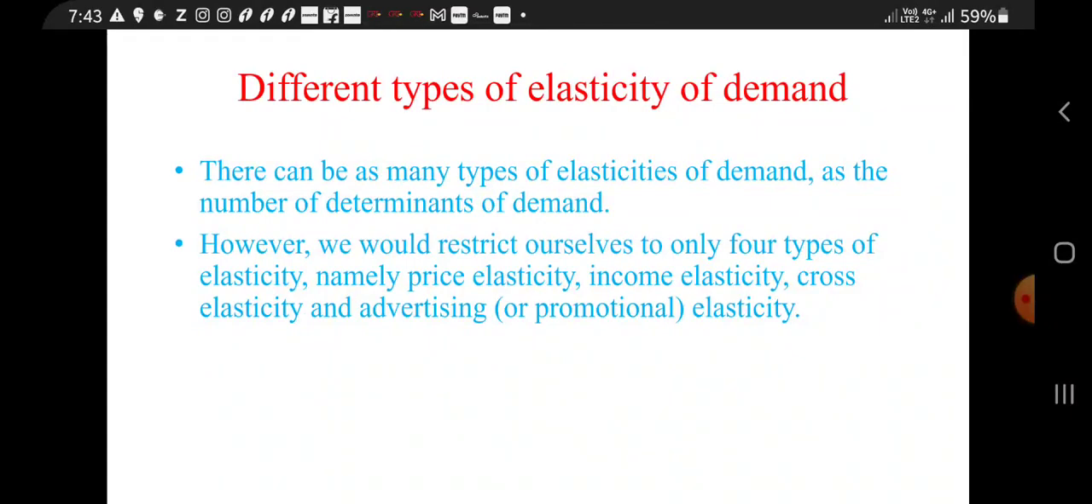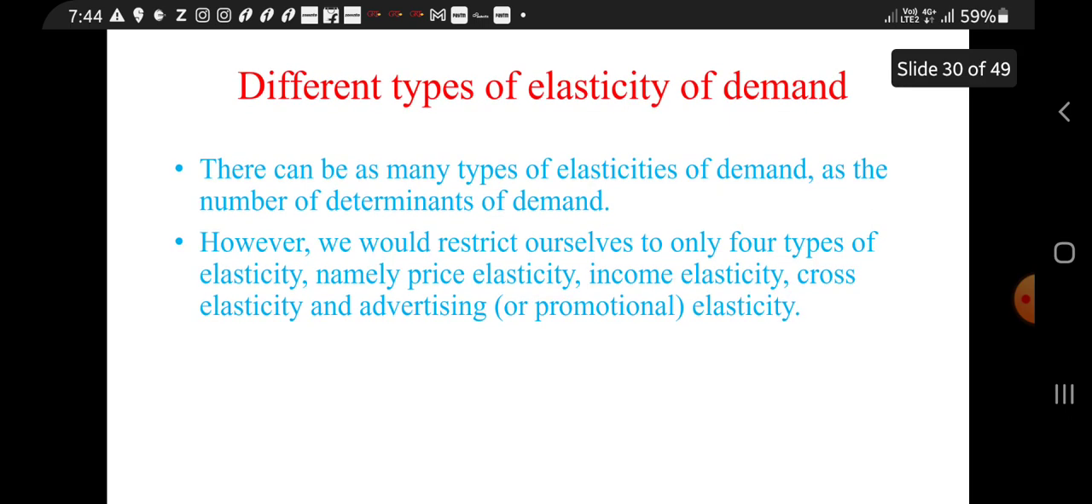Dear students, today we shall discuss different types of elasticity of demand. In the previous classes, we discussed the demand function, law of demand, demand curve, then supply, law of supply, supply function, supply curve, and market equilibrium. Today we will be discussing another important concept under demand analysis, that is elasticity of demand.